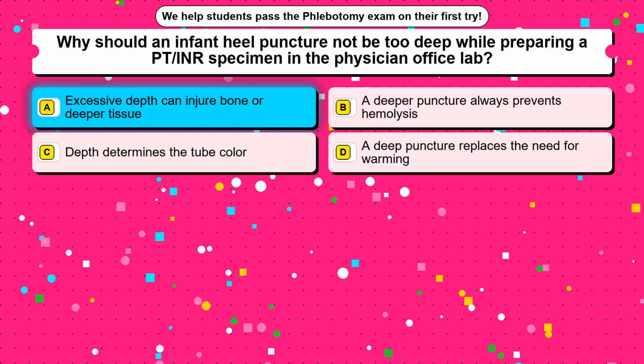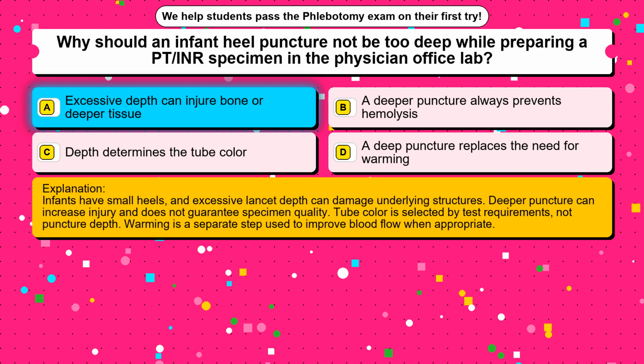The correct answer is option A. Excessive depth can injure bone or deeper tissue. Infants have small heels, and excessive lancet depth can damage underlying structures. Deeper puncture can increase injury and does not guarantee specimen quality. Tube color is selected by test requirements, not puncture depth. Warming is a separate step used to improve blood flow when appropriate.